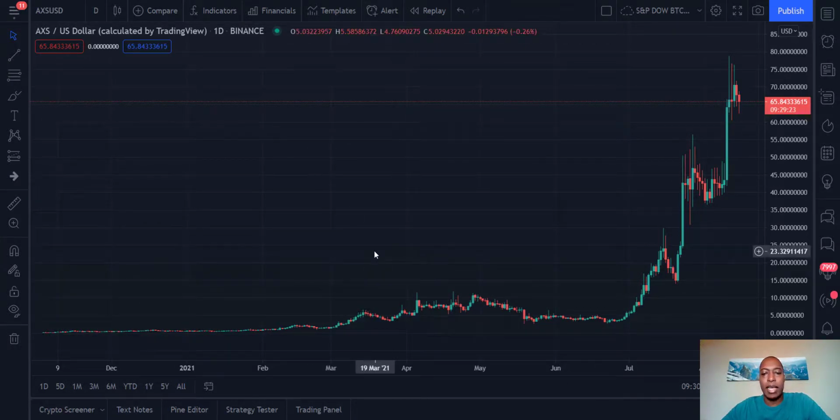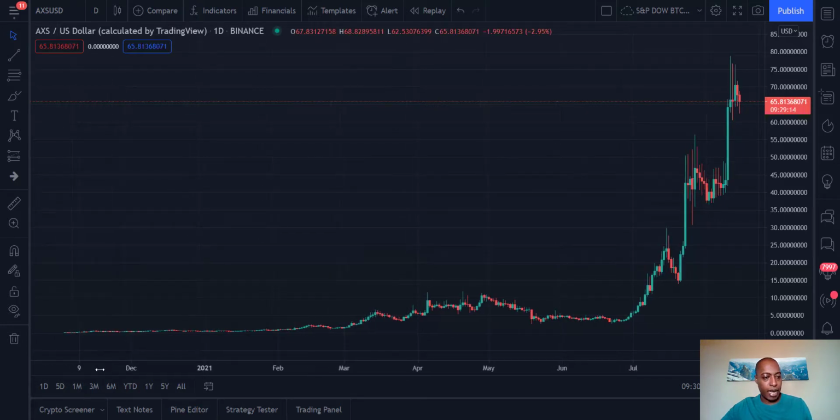Today we are going to look at the Axie Infinity token, symbol AXS, and I was just pulling it back to see how much data I could find. I'm using TradingView, and they're calculating this versus the US dollar, and this is using data from Binance. Before I get started, today is August the 15th.